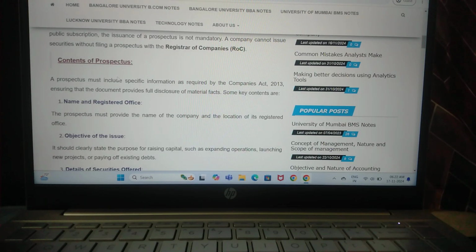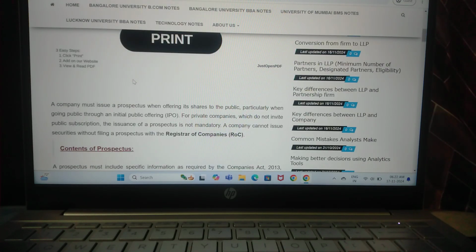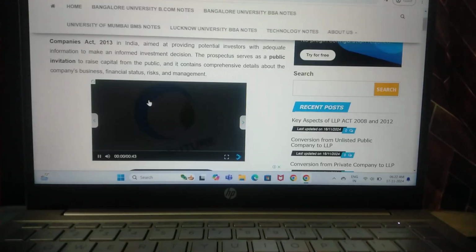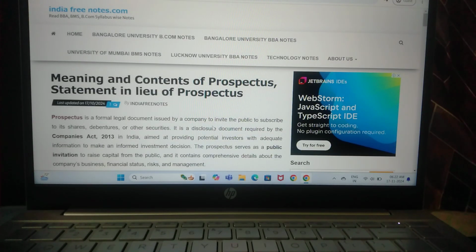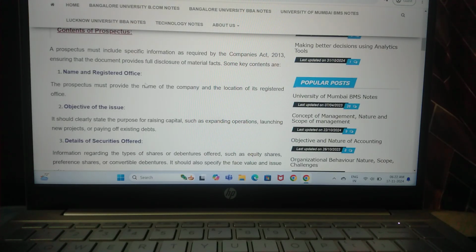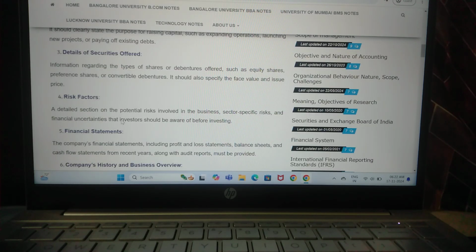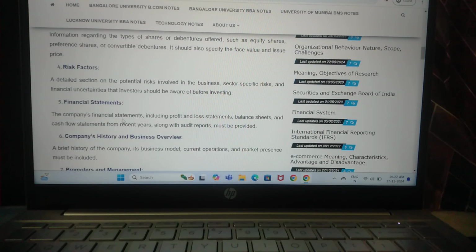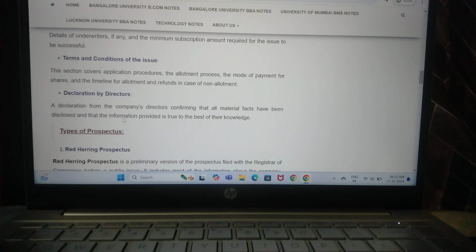Then contents of prospectus. What is a prospectus? See the meaning here. It is a formal and legal document issued by a company to invite the public to subscribe to its shares, debentures or other securities. We can call it an invitation. It is nothing but inviting the public to subscribe. Contents: name and registered office, objective of the issue, details of securities offered, risk factors, financial statements, company's history and business. These are the points.